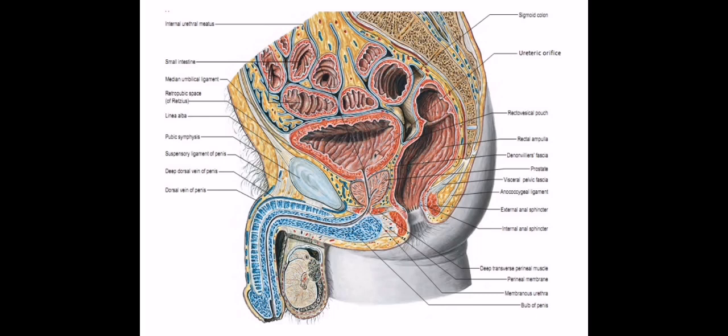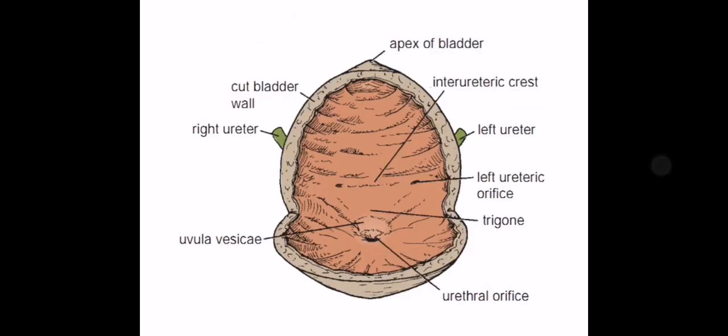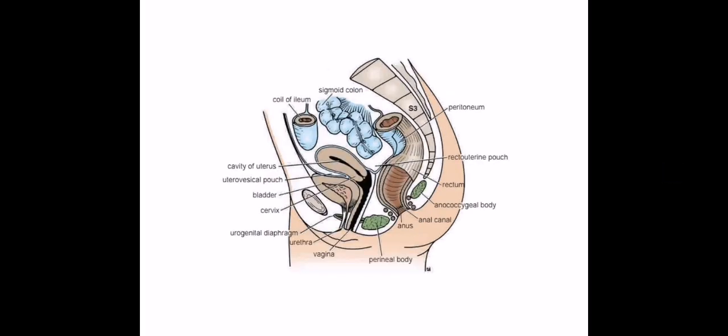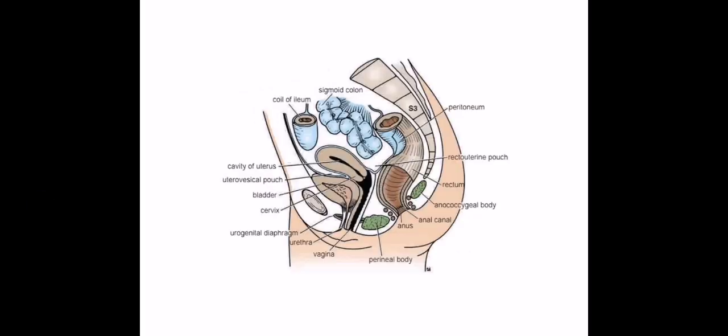Now we are going to talk about the median umbilical ligament. There are 3 ligaments that come from the superior surface of the bladder. Actually, there are 5 ligaments, 1 true ligament and 4 false ligaments. The true ligament is the median umbilical ligament.